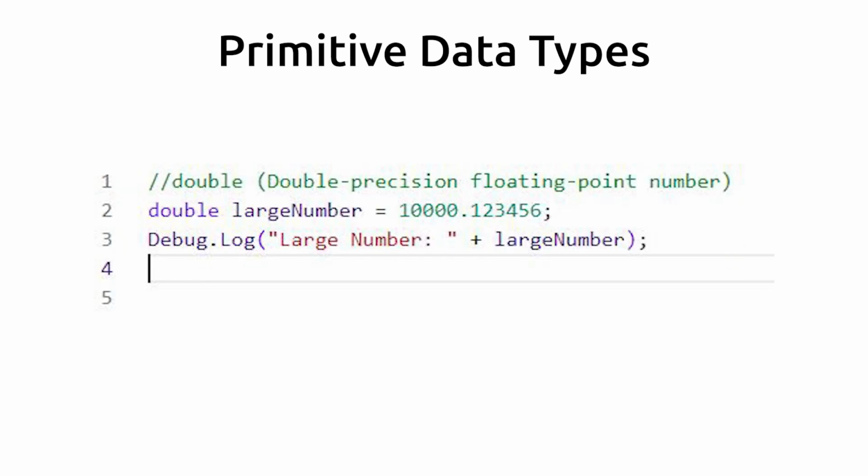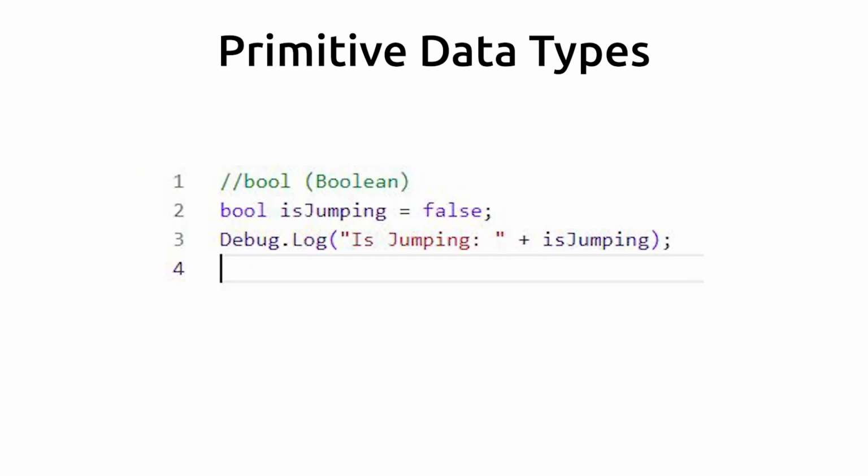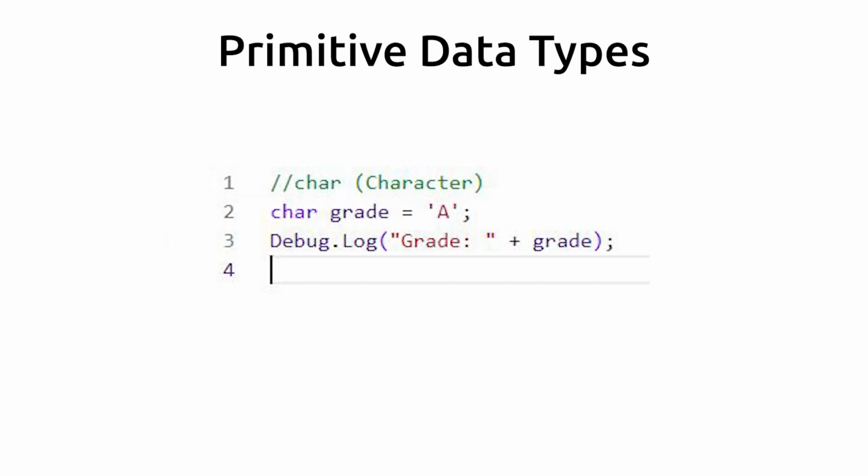Double, double precision floating point number, stores larger and more precise decimal numbers, not commonly used in Unity because float is more efficient. Example, double largeNumber = 10,000.113456. Bool, Boolean, stores a true or false value. Example, bool isJumping = false. Char, character, stores a single character. Example, char grade = 'A'.